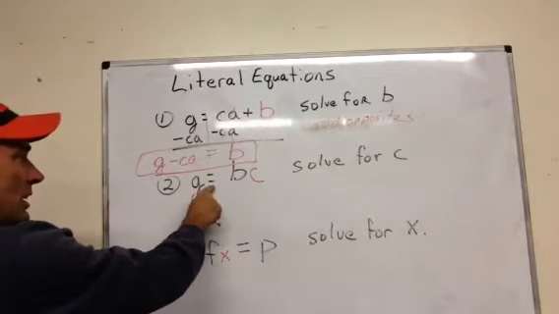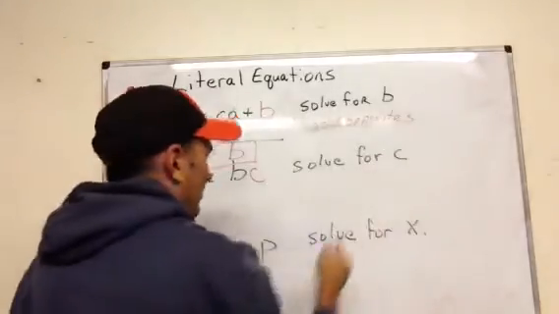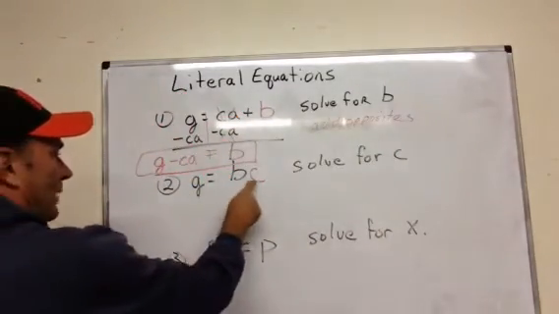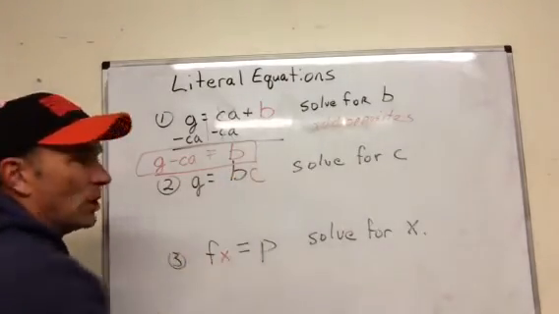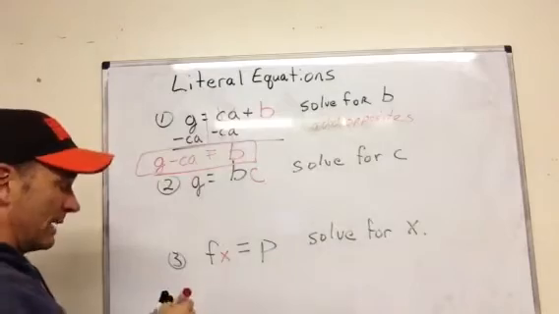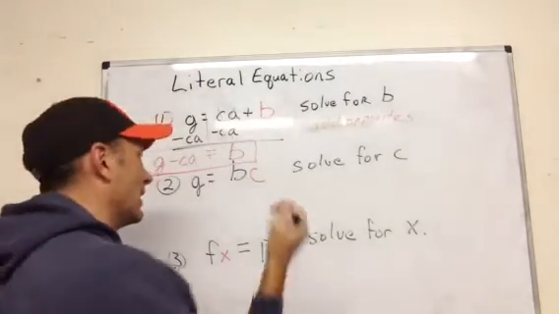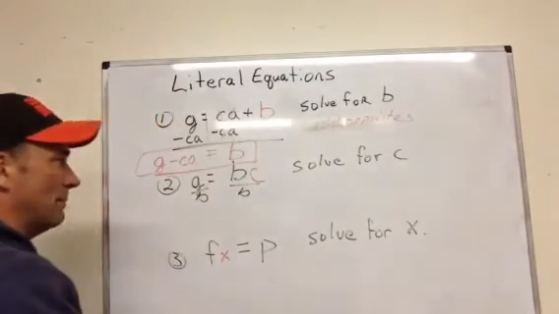We have G equals B times C. I want to solve for C. So I look at the problem. What is B doing to the C? It is multiplying. How do we get rid of that B? When it's multiplying, what's the opposite of multiplying? Divide by B. So divide both sides by B.